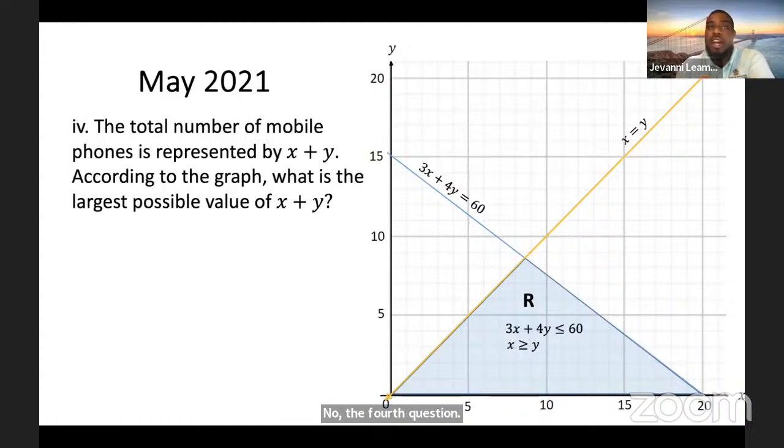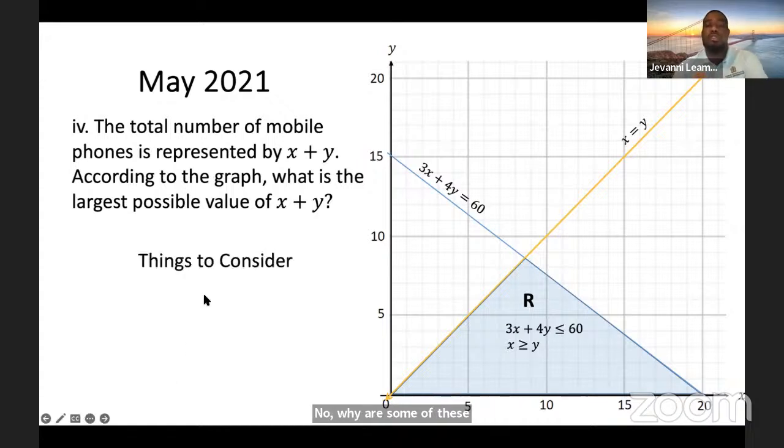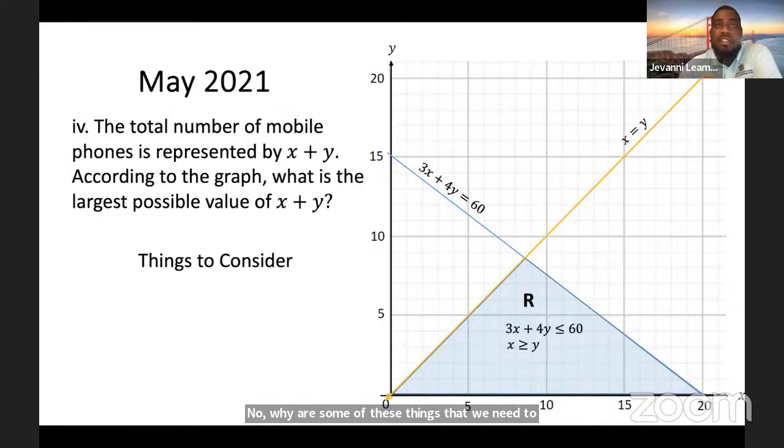Now, this is asking us to determine the total number of mobile phones, which is represented by X added to Y. So they're asking, according to the graph, what is the largest possible value of X plus Y? What are some of the things that we need to consider when we are going to satisfy this X plus Y to find the total number of mobile phones? Are there any things that we need to consider?